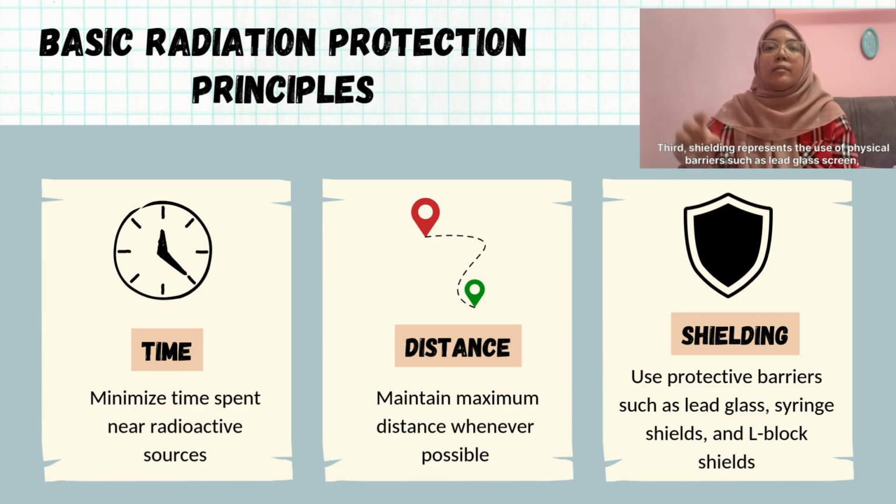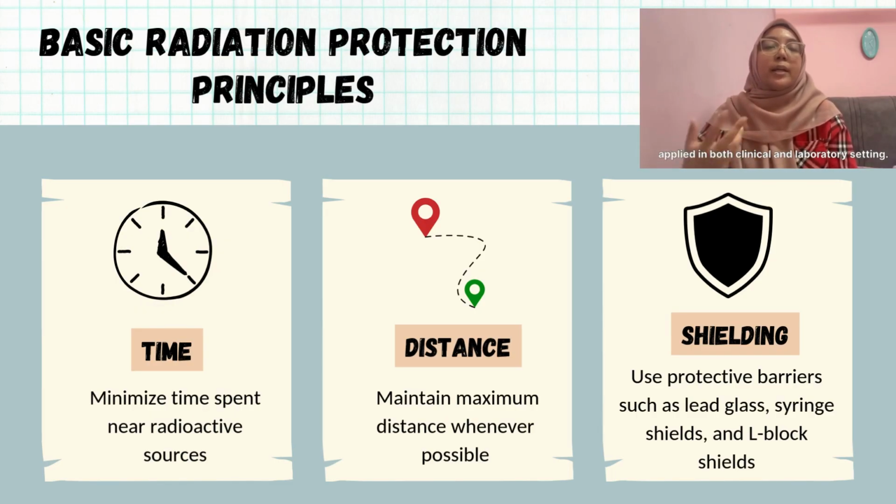Third, shielding represents the use of physical barriers such as lead glass screens, air block shields, syringe shields, and tungsten containers to attenuate radiation before it reaches the worker. These three principles form the foundation of all radiation safety practice and must be consistently applied in both clinical and laboratory settings.